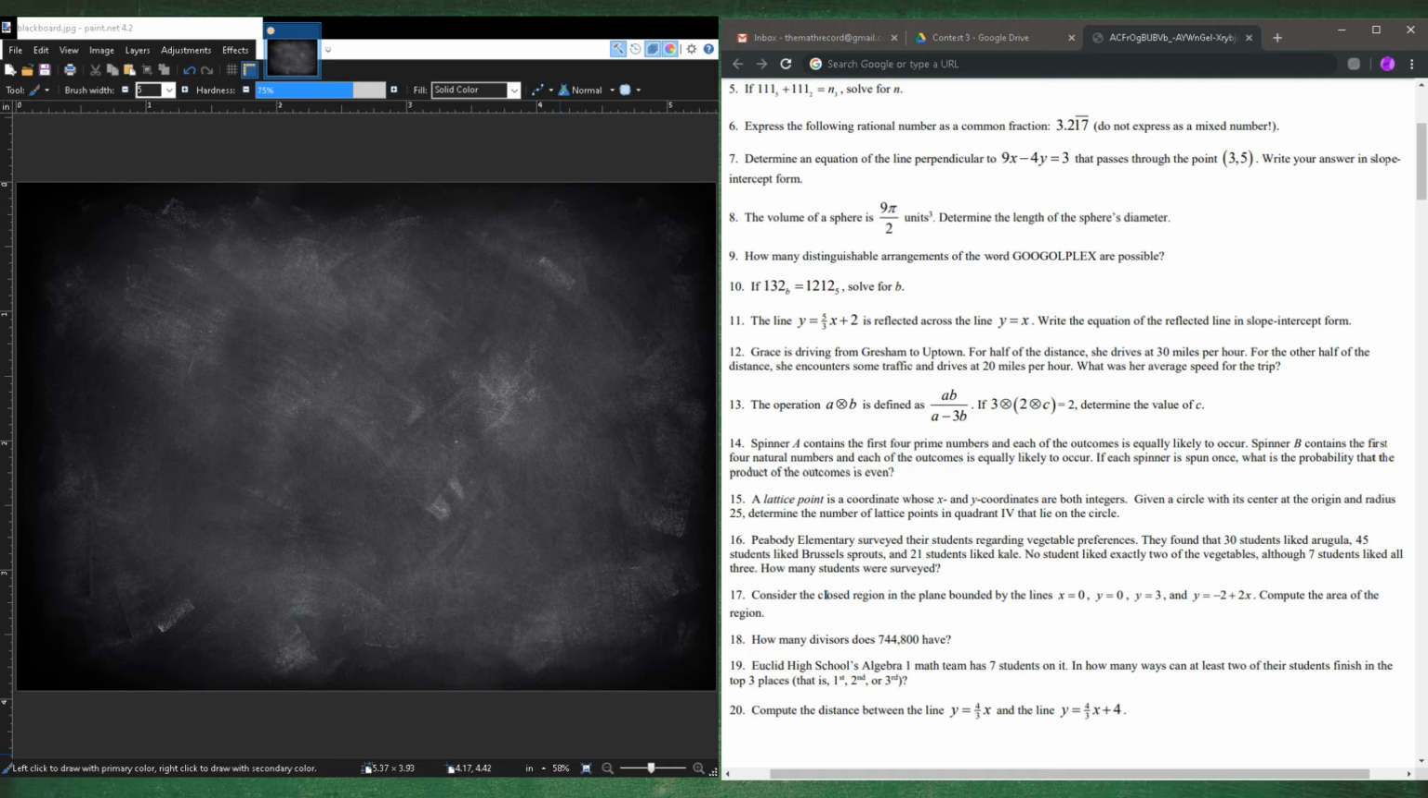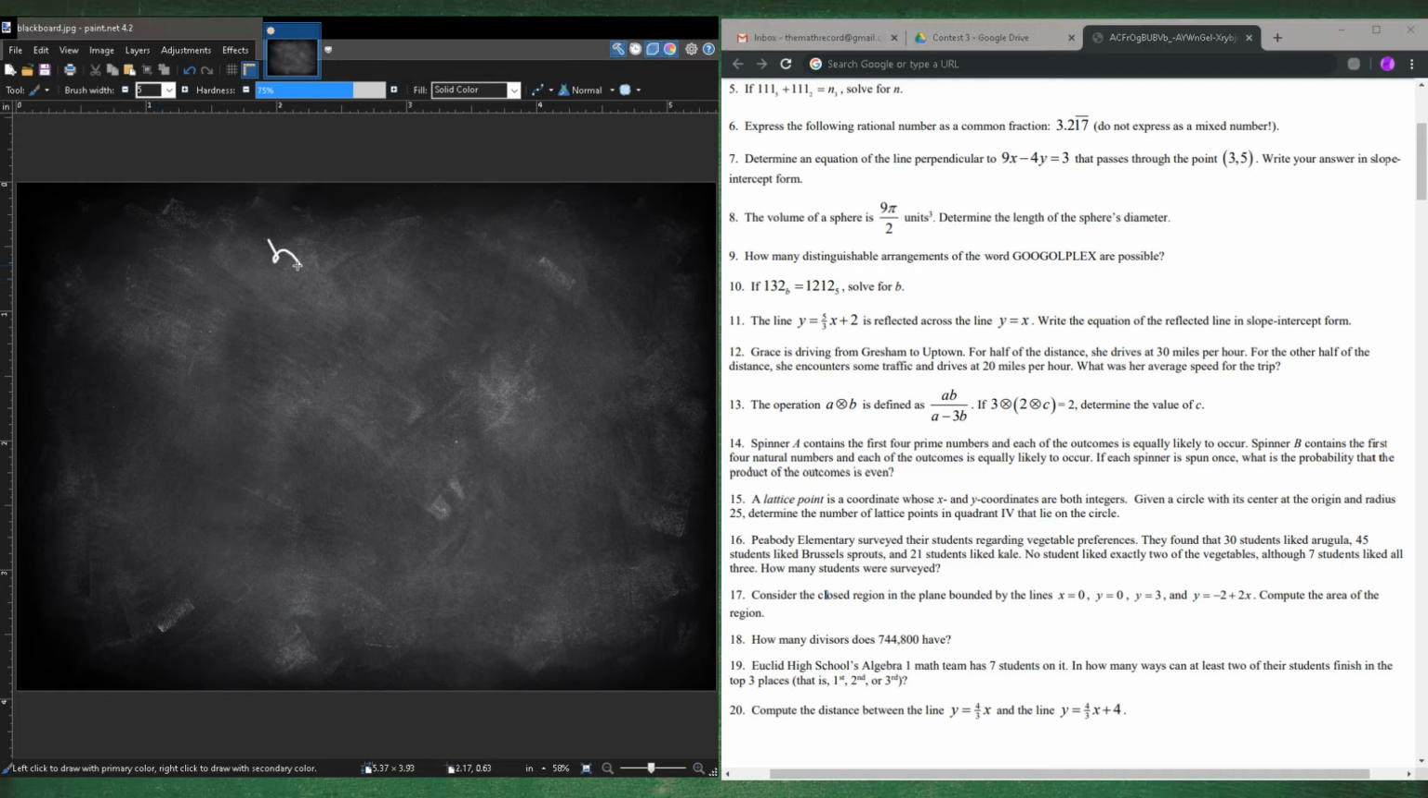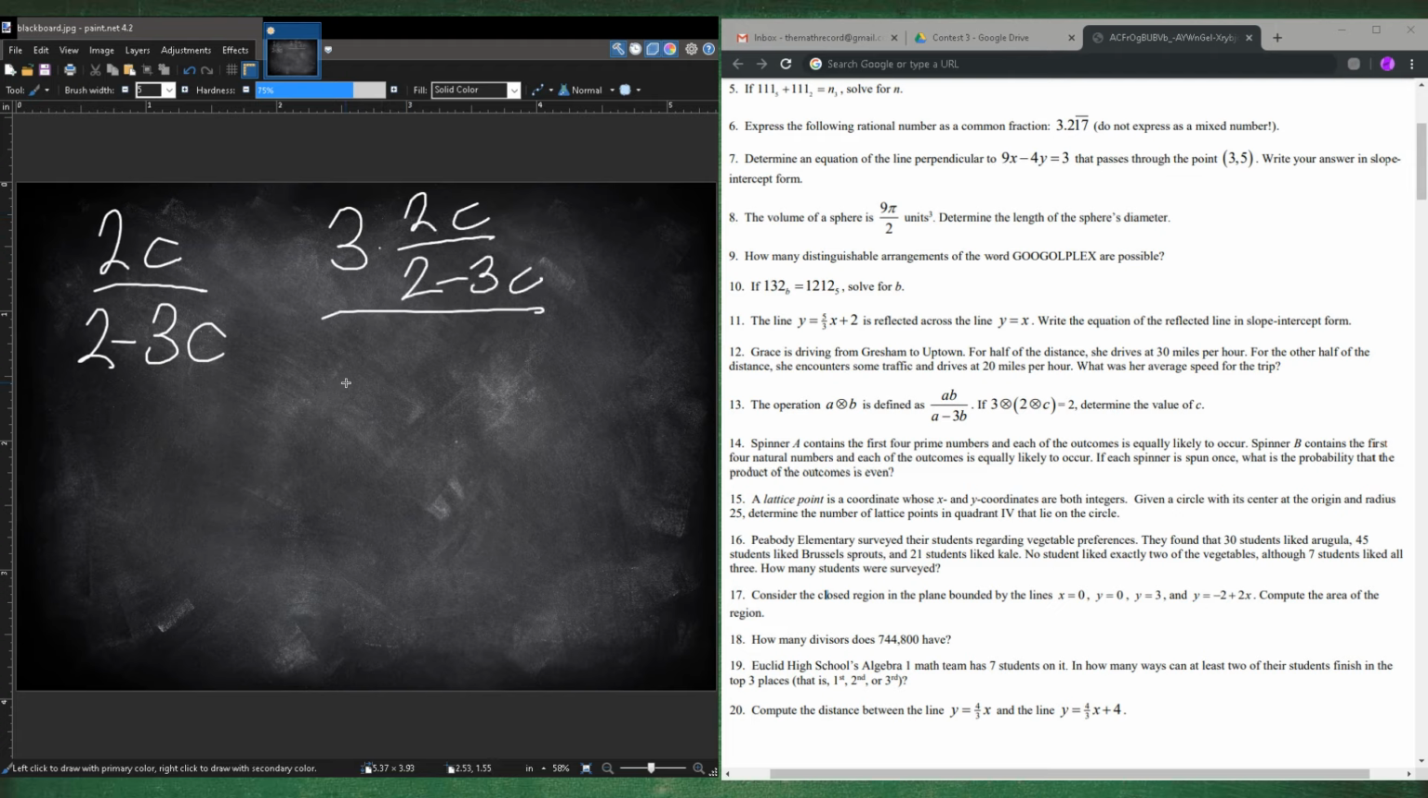So let's work inside out first. So we have 2 times C, sorry, let's actually move it right here. 2 times C all over 2 minus 3C. So that is our value. So that would be multiplied to the 3. So now you have 3 times B, which is this number, 2C all over 2 minus 3C, all over 3 minus 3 times B, which is 6C, all over 2 minus 3C. So this is equal to 2. So now we just need to simplify it. So getting the same numerator, let's actually not have this as 3 and make this 6.